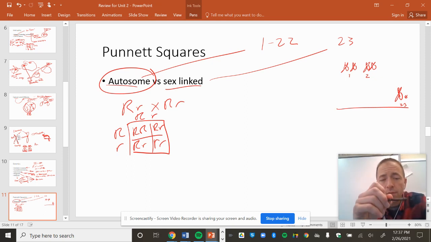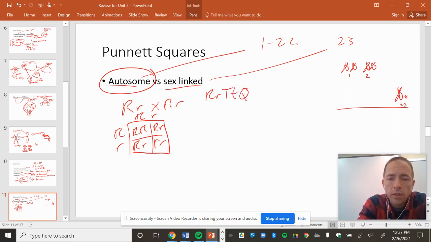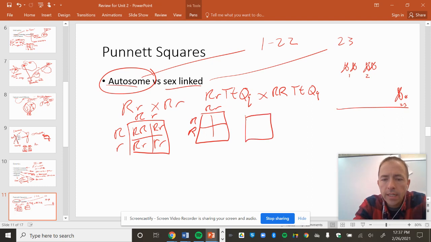But what gets funky will be if we do a 3-trait cross, right? So if we did big R, big T, big Q, little q, crossed with big R, big T, big Q, little q, you have to do 3 Punnett squares. You're going to do Punnett squares for the R's, right? Oops, it's 2 big R's. You'd have to do Punnett squares for the T's, and then you have to do a Punnett square for the Q's.